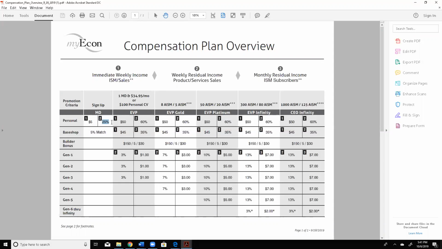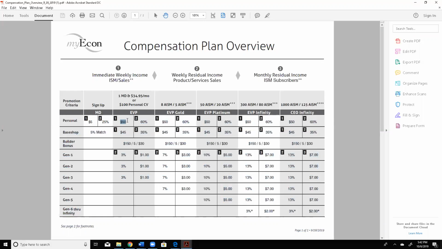Now, once you get that first person in, congratulations. You are what we call an EVP, Executive Vice President. What does an Executive Vice President make? On each person that the Executive Vice President brings in, he or she will make $50.